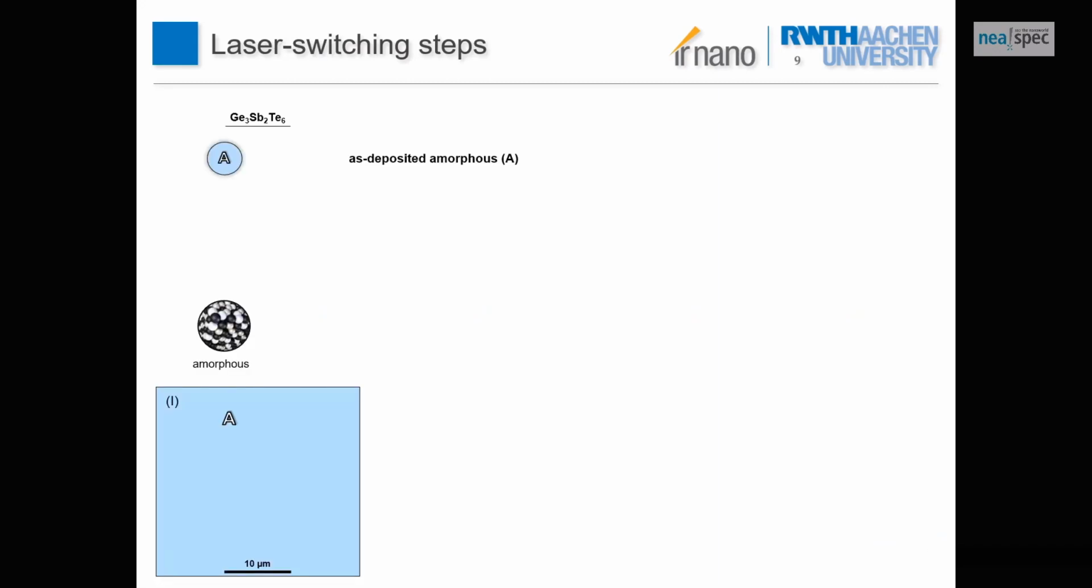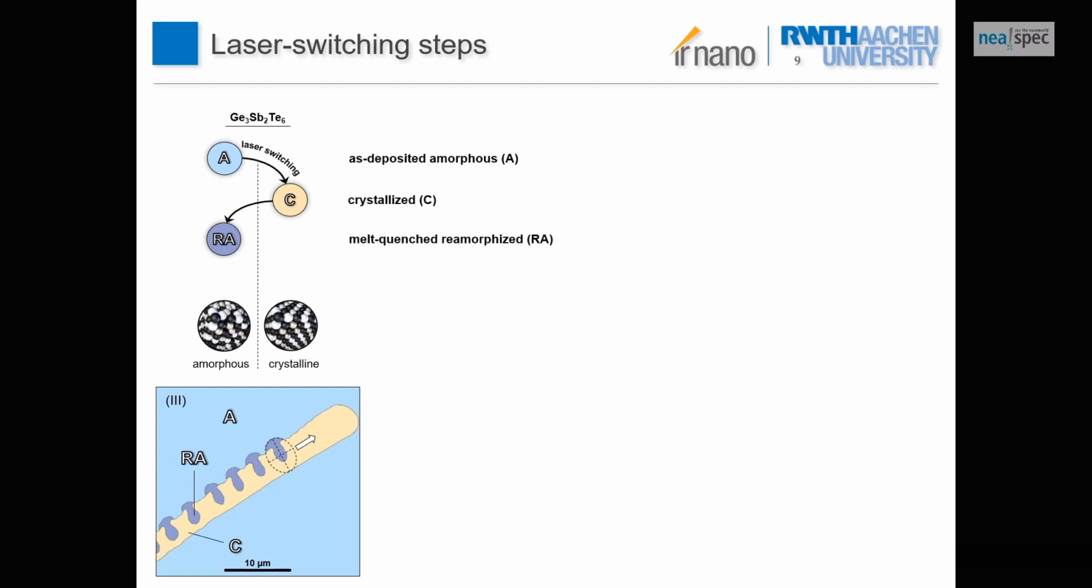Now, to show you how the sample is built, just to make it understandable, we start with a sputter-deposited amorphous layer, which you see here from the top. Then we write a crystalline line into this with the laser spot. Then we add some re-amorphized spots to it, which are slightly offset from the line here, where it's basically melt-quenched. And then the last few spots are recrystallized.